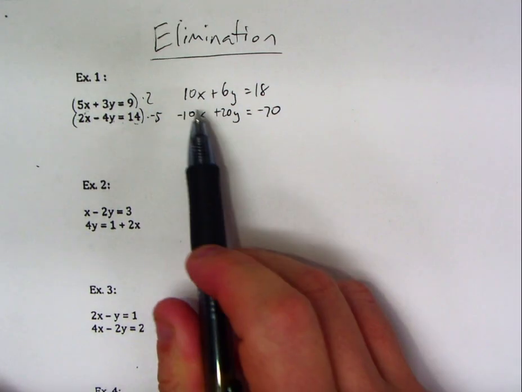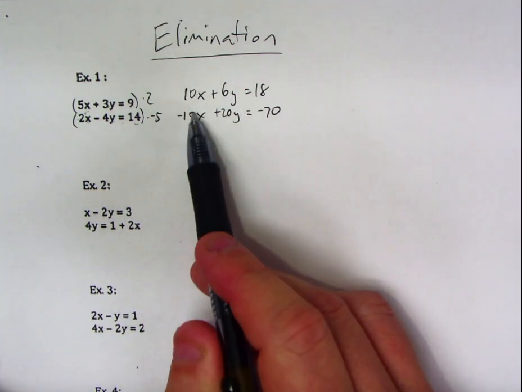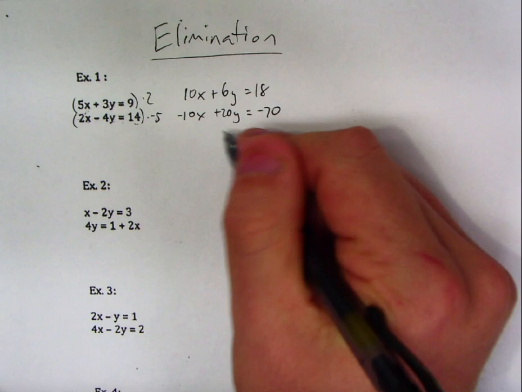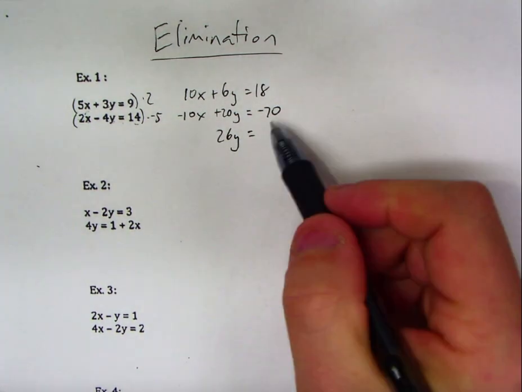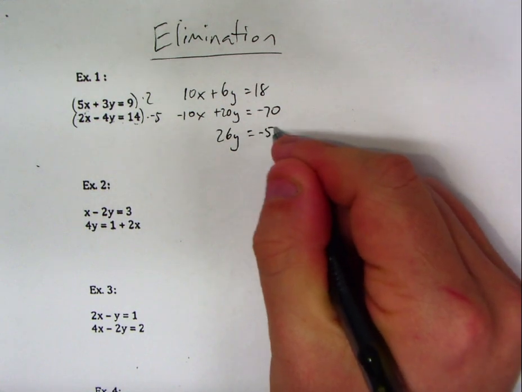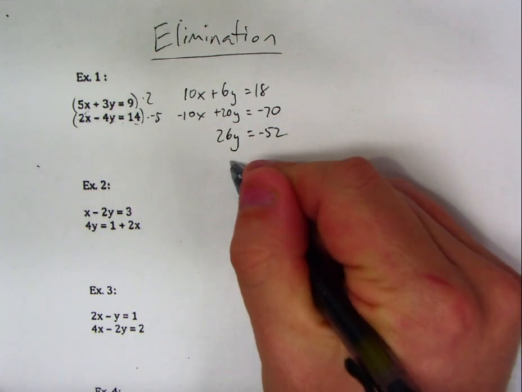Now I'm going to add these equations together, and what should happen is one of the letters should go away. So these x's are going to cancel. This becomes 26y. And then this is going to become negative 52. And now I have an equation with just y, so divide, y equals negative 2.